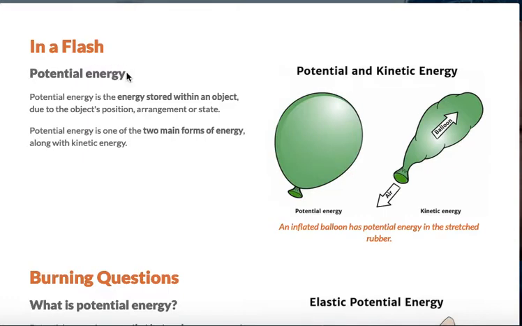Potential energy. Potential energy is the energy stored within an object due to the object's position, arrangement, or state. Potential energy is one of the two main forms of energy, along with kinetic energy. Here's an example of potential energy.